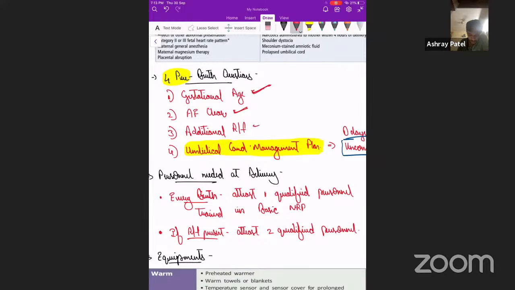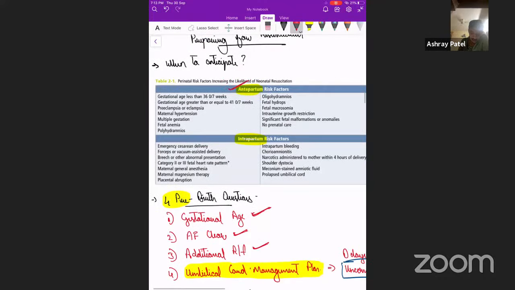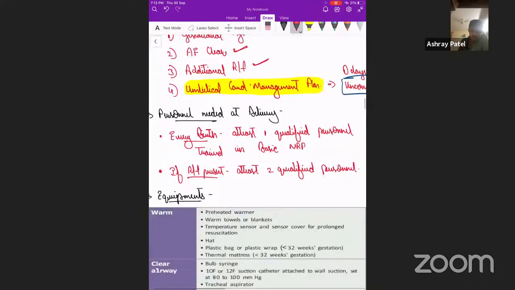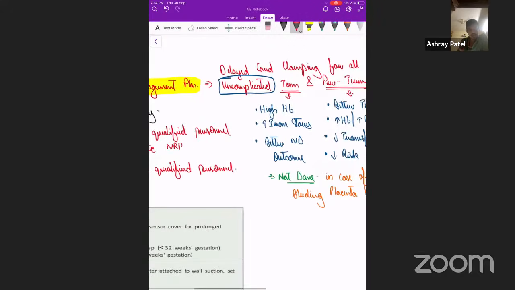Next comes whether any additional risk factors are present. So, what are the risk factors? These are the additional risk factors. So that if there are any risk factors present, then we can anticipate that the baby might need neonatal resuscitation. Correct? Next, the final question is we'll have to plan for the umbilical cord management. What is the plan? That is, whether delayed cord clamping can be done or not.